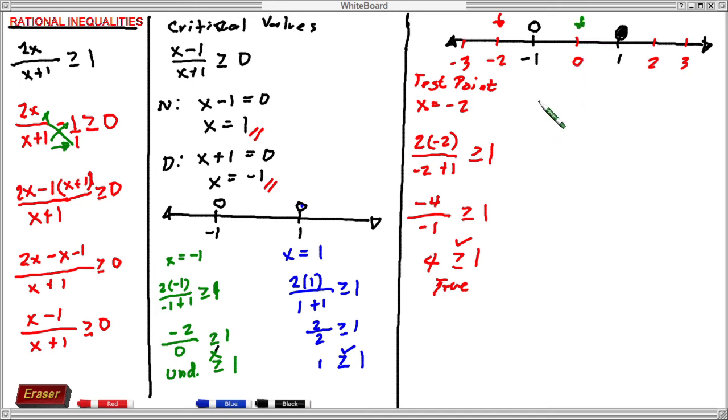Okay? So let's say x equals 0. Substitute lang natin yan doon sa original inequality. So we have 2 times 0 all over by 0 plus 1. Okay? Is greater than or equal to 1. So 2 times 0 is 0 over 1. Greater than or equal to 1. And 0 over 1, the answer here is 0. Okay? Greater than or equal to 1. And we all know that 0 is not greater than 1 and 0 is not equal to 1. So therefore, this is false.